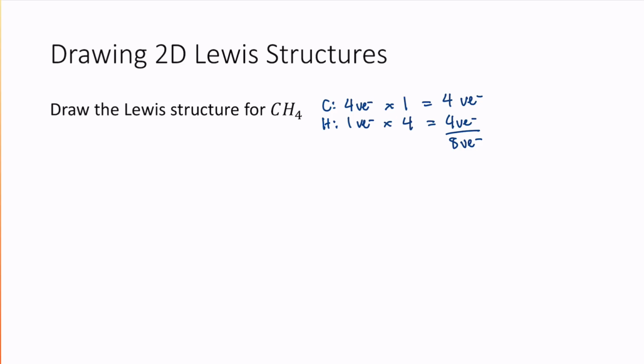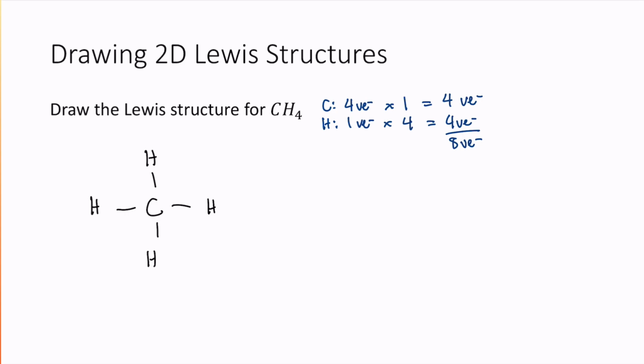My next step is to draw the skeleton. So carbon is going to be my central atom. I know hydrogen can't be the central atom, so carbon is a good place to go because there are no other atoms. And then I'm going to draw my 4 hydrogen atoms around my carbon and bond them to the central atom. I drew 4 bonds, and there are 2 electrons in each bond. So that is going to give me a total of 8 electrons.